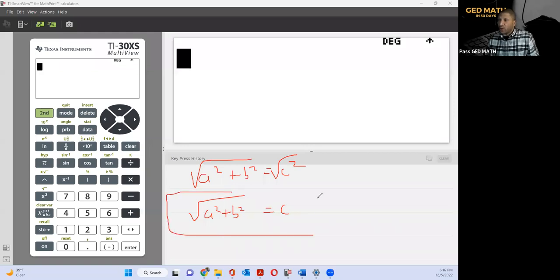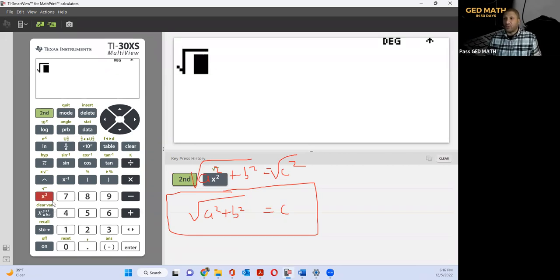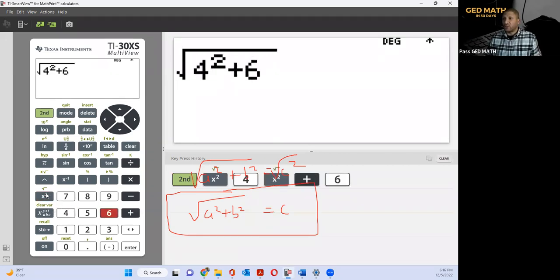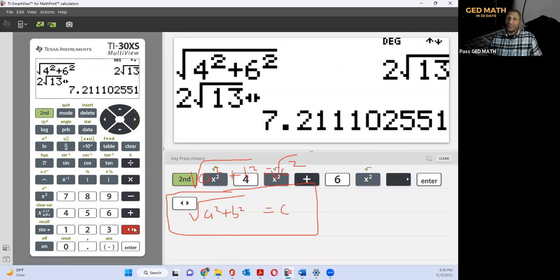This is the easiest way to solve Pythagorean theorem if you're looking for the hypotenuse, because you can put this directly into your calculator. Watch this. Square root, we have 4 and 6, so 4 squared plus 6 squared. Get out of the square root, enter, hit the double arrows, done. 15 seconds.